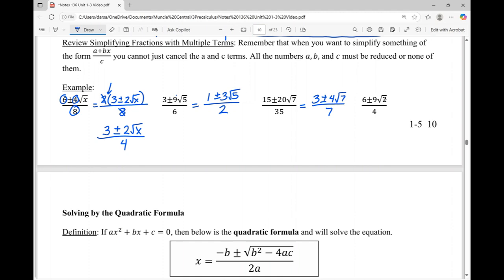All right, let's look at our last one here. 6 plus or minus 9 square root of 2 over 4. Is there something that divides all of those? No, there is not. So this one is simple the way it looks. So this is our shortcut way of simplifying things that might come out of the quadratic formula.